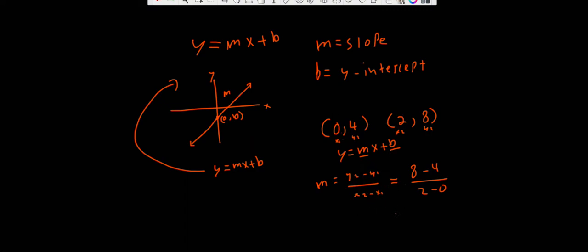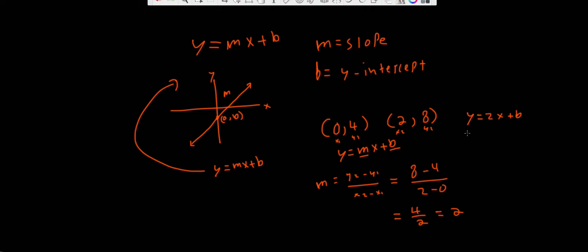If you're confused on what a slope is, I encourage you to watch our video right before this. So we get 8 minus 4, which is 4, divided by 2 minus 0, which is 2. And 4 over 2 comes out to just 2. So now we have our slope. Let's rewrite the equation of our line with the slope. I'm going to write it right here: y is equal to 2x plus b. Now all we have left to look for is our b value.